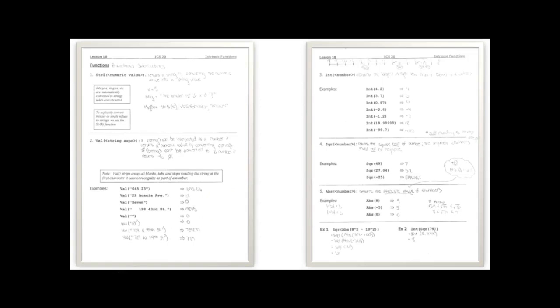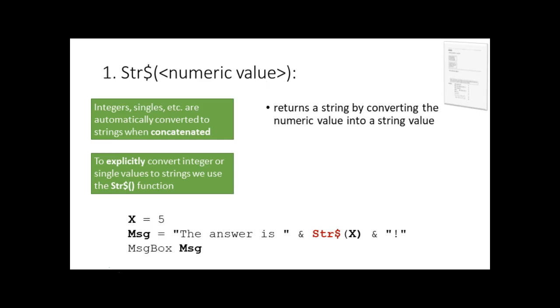We're going to go through 5 different functions that Visual Basic provides. Those 5 functions allow you to do a variety of tasks very quickly. The first one that I'm going to show you is Str$, string dollar, or Str$. What it does is it takes a number and it turns it into a string.